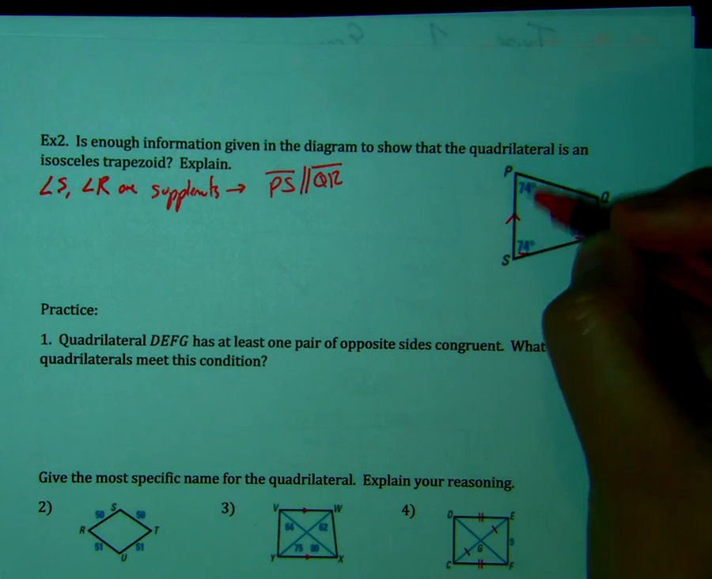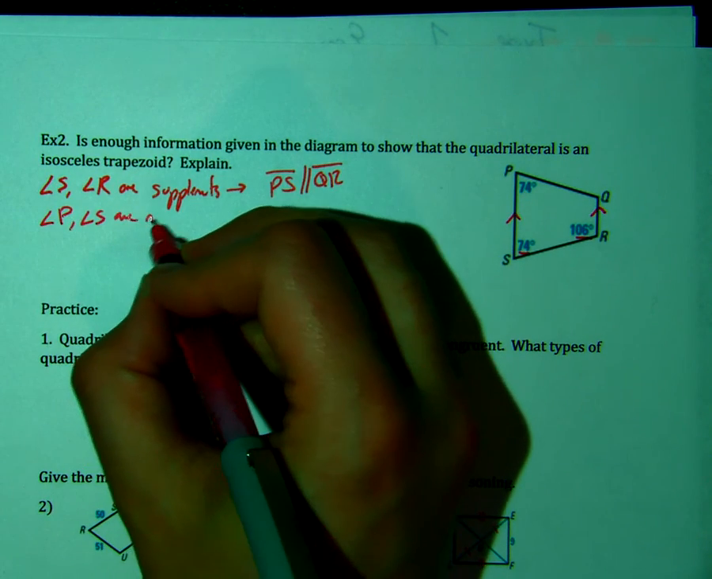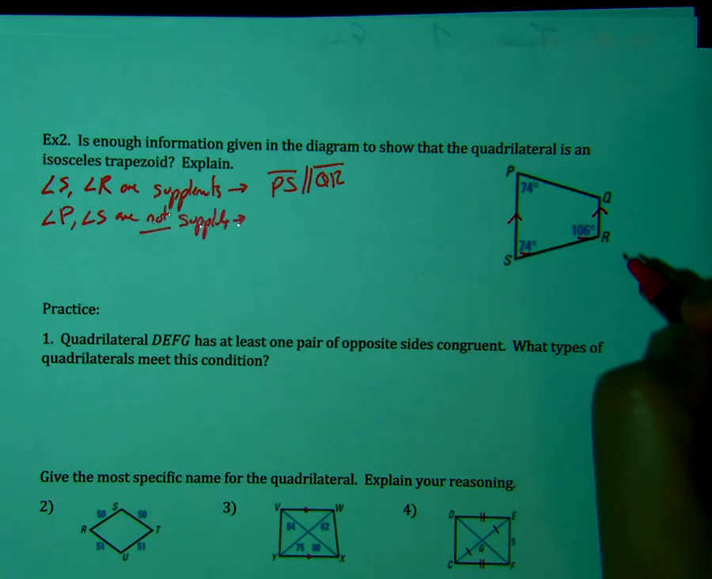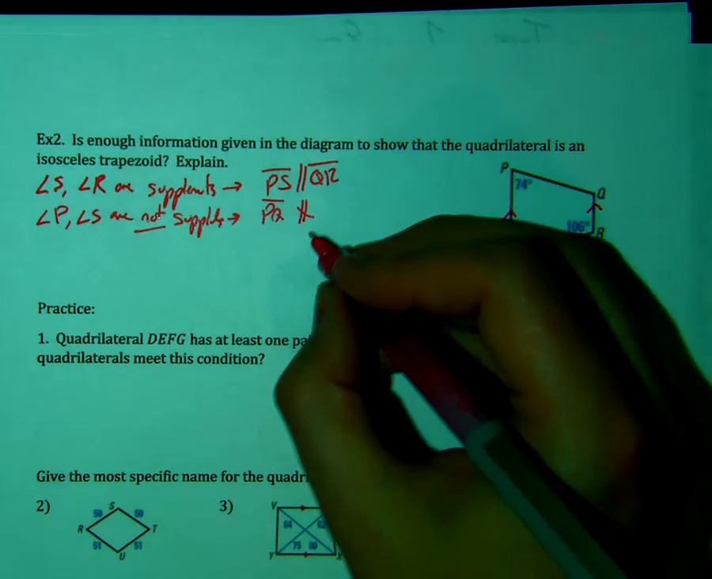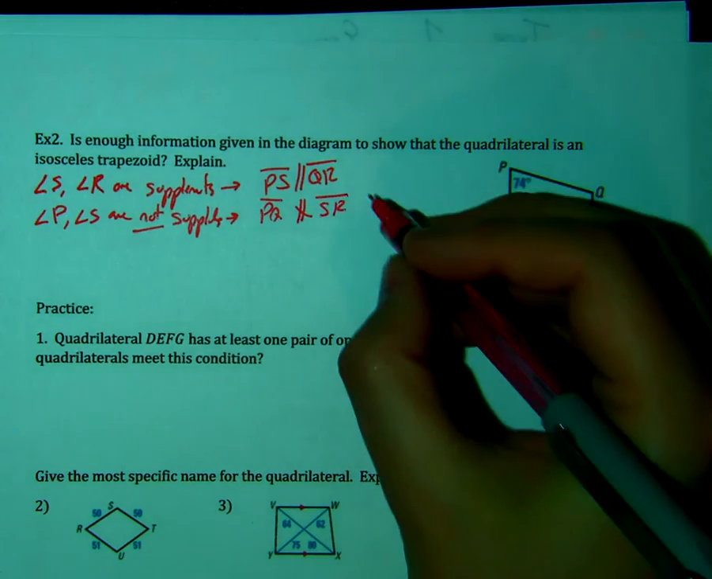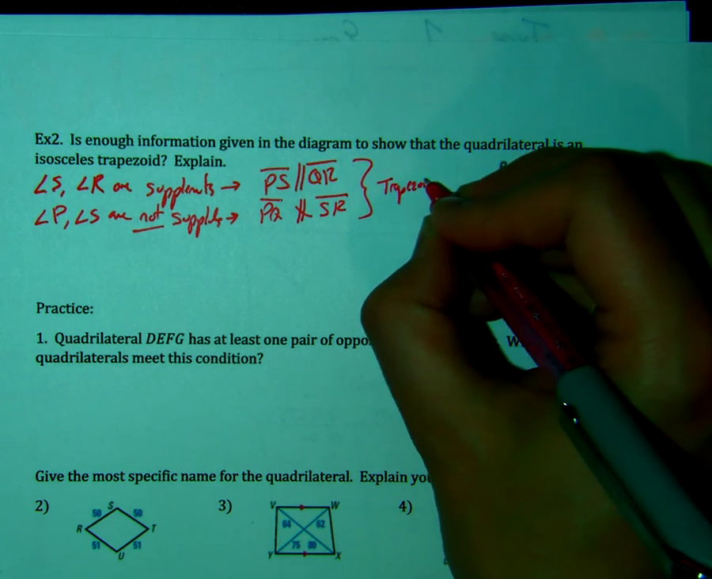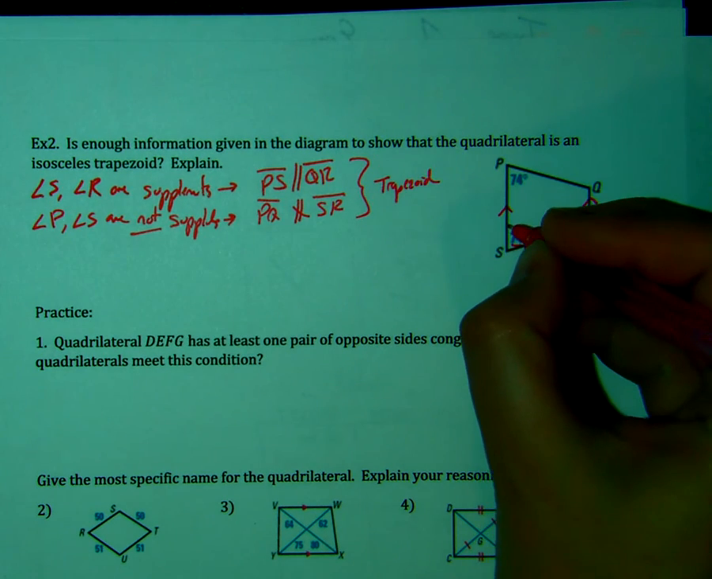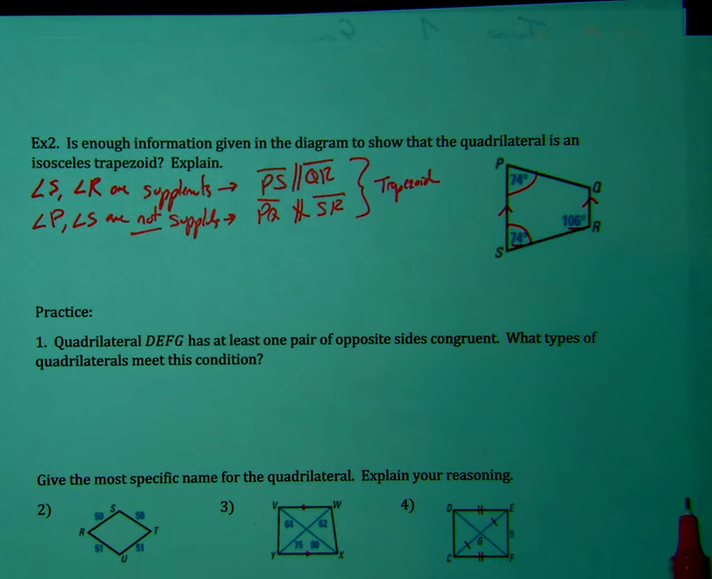If we look at these angles, angle P and angle S are not supplements. So that means that PQ does not run parallel to SR. Okay? So by just having these two things, we've shown that it is a trapezoid, because we have exactly one pair of parallel sides. So to show that it is an isosceles trapezoid, we just look here that these angles are actually congruent. So we have our bases of PS and QR. Those are the sides that are parallel.